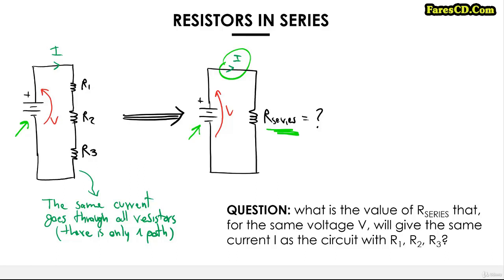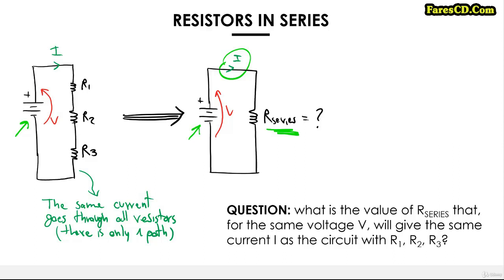In order to calculate the equivalent series resistance, we'll have to use Ohm's law and the Kirchhoff voltage law. The way we're going to do this is very simple. We have V, we have I, and we have R1, R2, R3. So V is an input because it's the battery that we placed here.